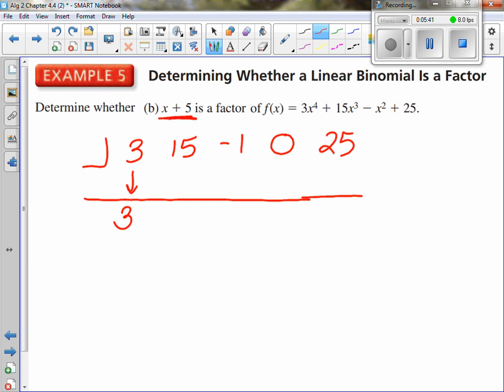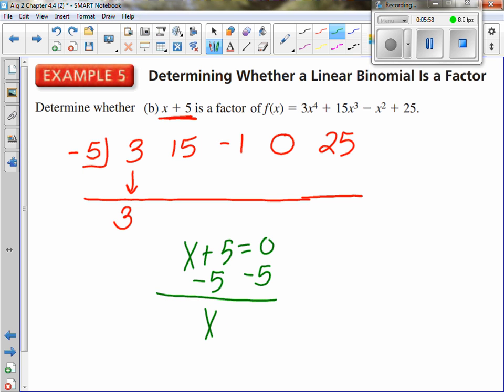And what number would go in the cubbyhole? It'd be -5, because the way we would find that would be doing x plus 5 equals 0, and we would subtract 5 from both sides and find x is equal to -5. That's how we would go about finding that value. We set it equal to 0 and solve.